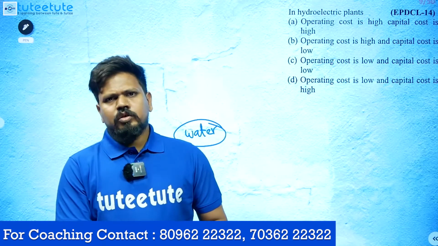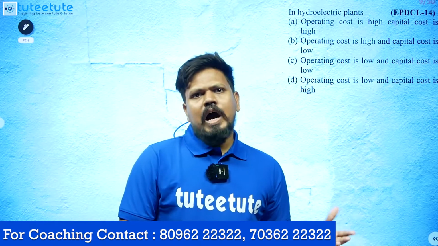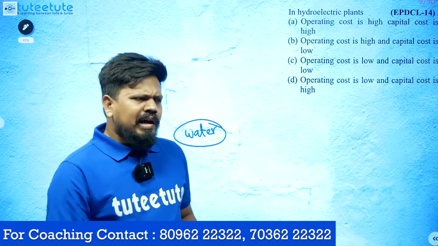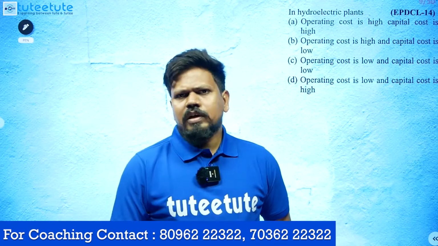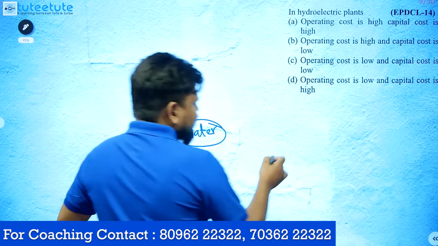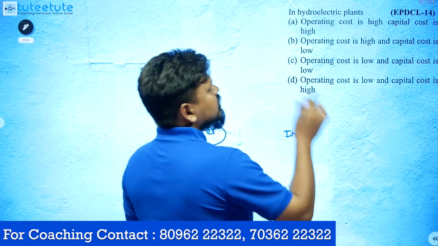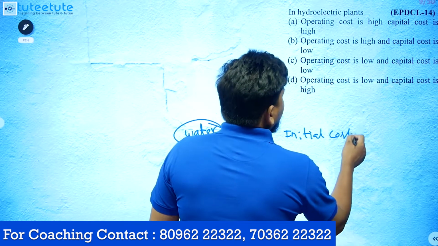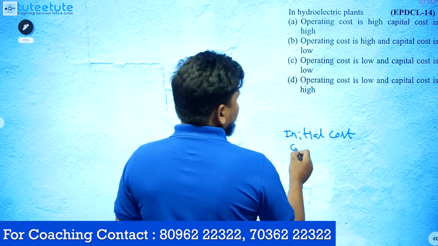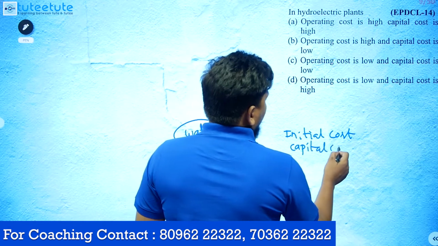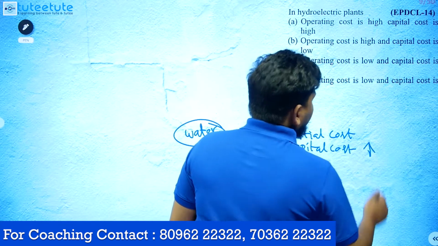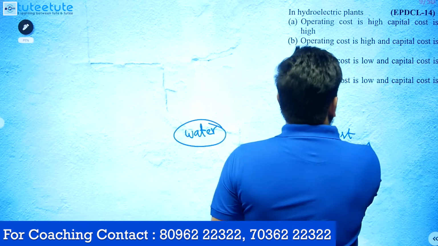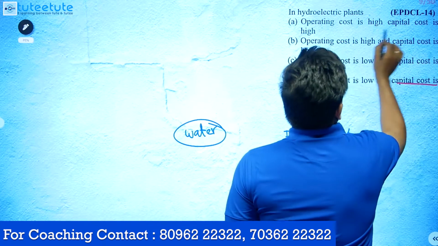Only operational things. To maintain that water, we have to construct the dam and make the reservoir area. We have to provide all these at the beginning stage only. Understanding, right? So that is the initial cost, which is the highest for the hydroelectric power station. Initial cost means capital cost. So the capital cost is very high for the hydroelectric power station compared to any other power station.